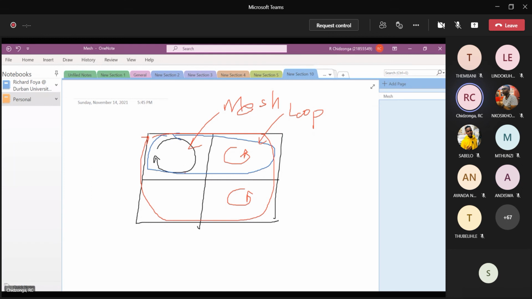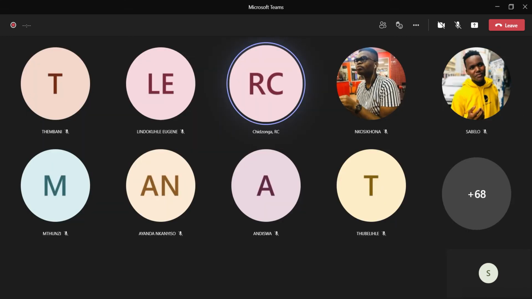Right? So here we actually have four meshes, 1, 2, 3, 4. And of course, several loops, because I've just shown you the blue one. I could draw this one, I could draw that one, I could draw this one, and then of course the big red one. So the key thing is a mesh does not have any other closed path inside it, but a loop can have one or more closed paths contained inside it. All right, I hope you get that. So let's go back to the slide.